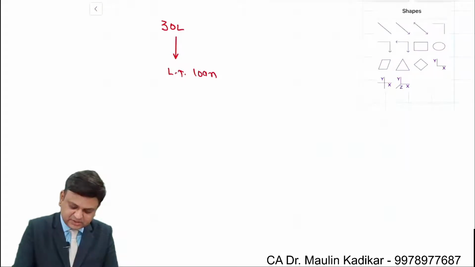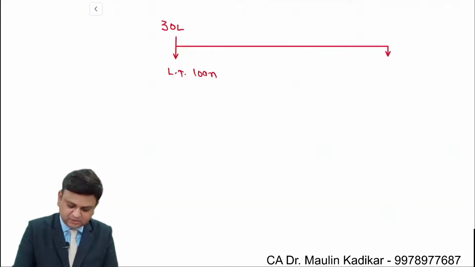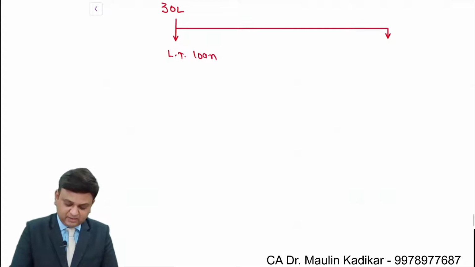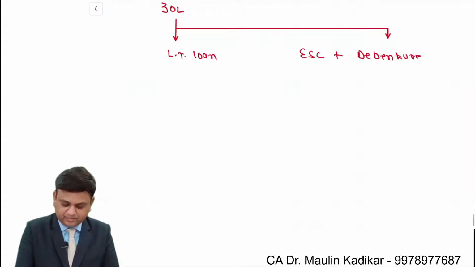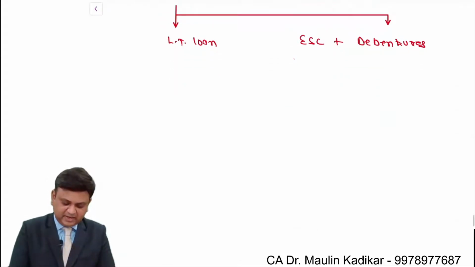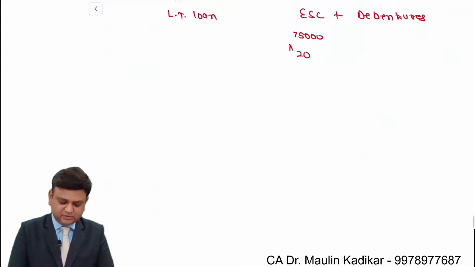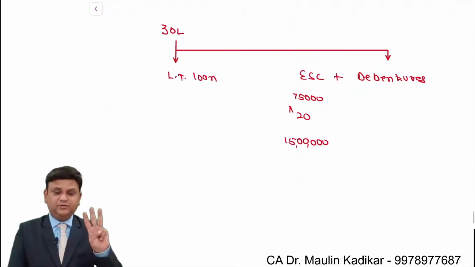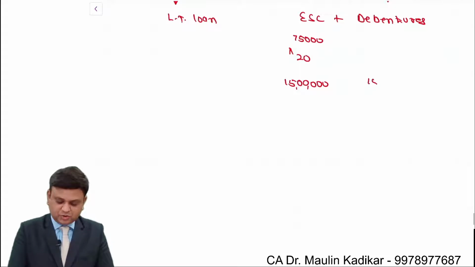or otherwise, for this 30 lakhs you will go for a combination. The combination will be equity share capital plus debentures. So there is a combination of these two. In case of the equity share capital, I have explained orally, 75,000 into 20, so that comes to 15 lakhs. Out of 30 lakhs, 15 lakhs is subtracted, so the debentures will again be 15 lakhs.